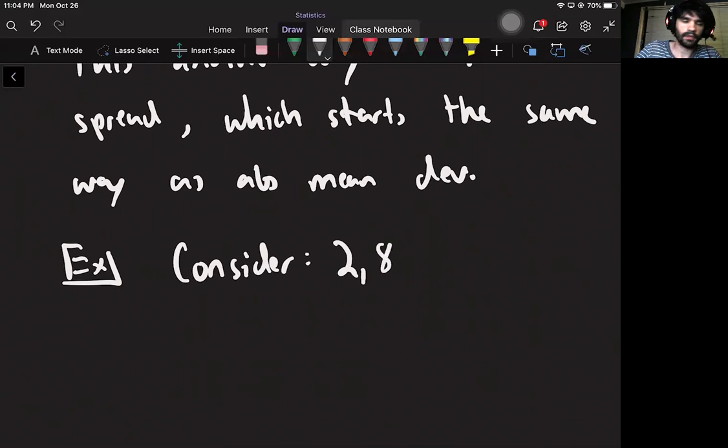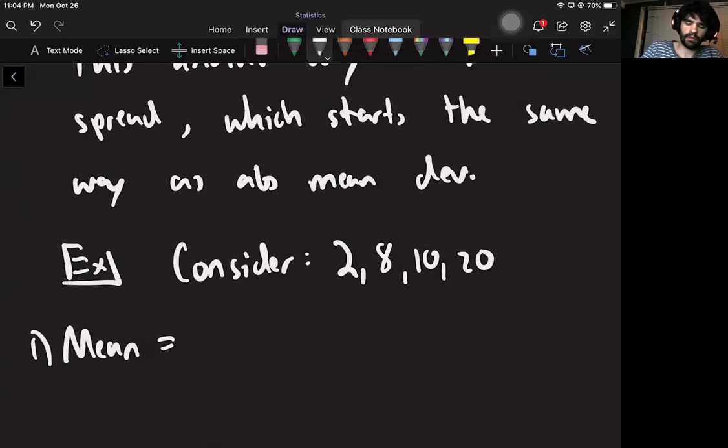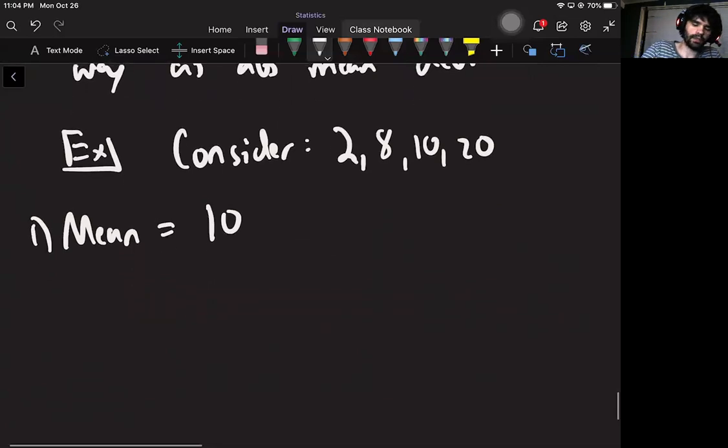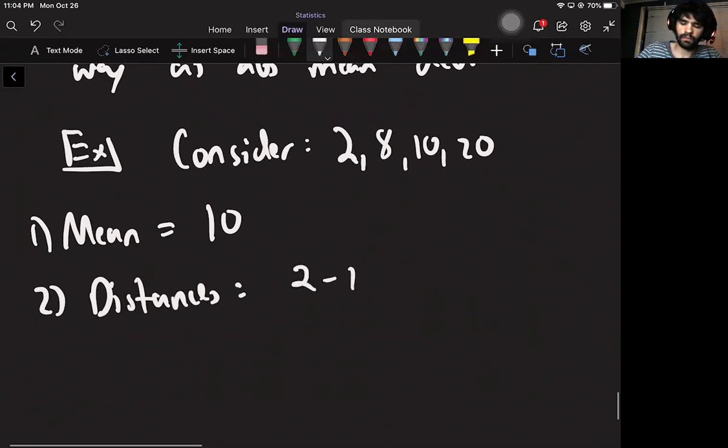So 2, 8, 10, and 20. So we're still going to find the mean first. And we already did that earlier, but I'll remind you that it's 10. So that step's the same. We're going to get the distances. So that's going to be the same again. So you get all 4 of these guys.